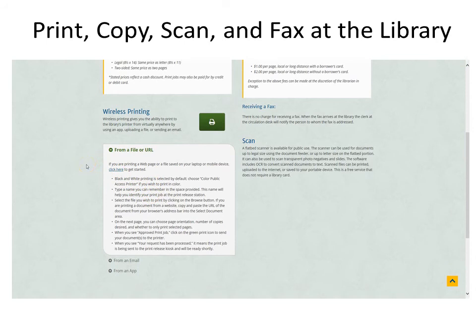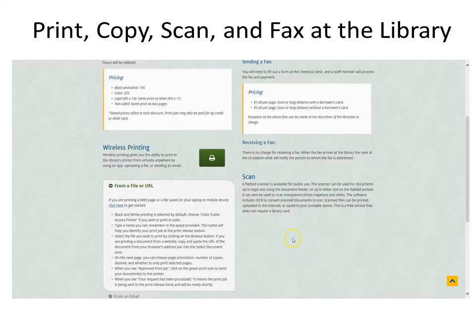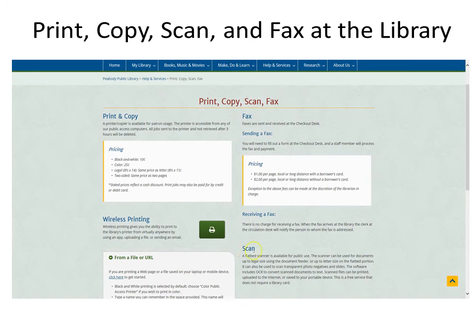If you're printing on a web page or file saved on your laptop or mobile device, you can click here to get started. Black and white printing is selected by default. Choose Color Public Access Printer if you wish to print in color. They can also help you at the reference desk with these items, or your information desk here at the library.